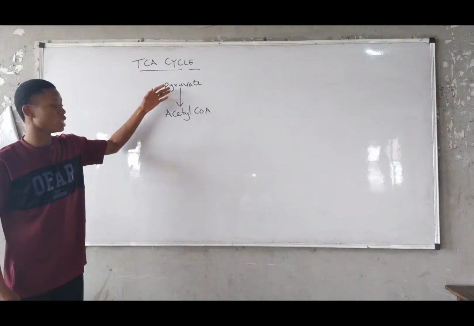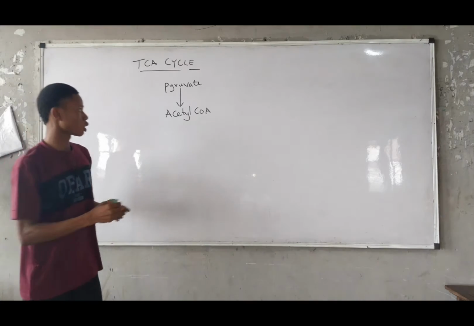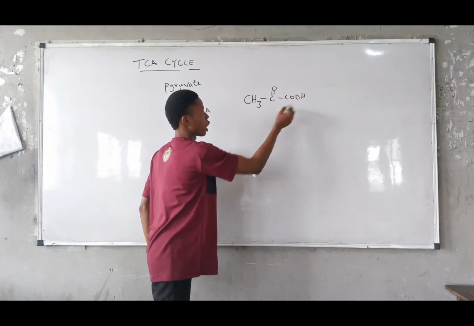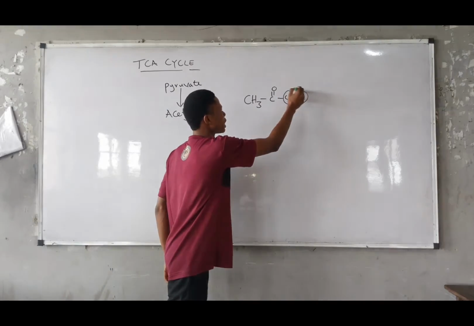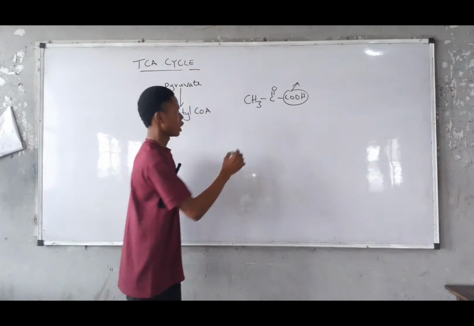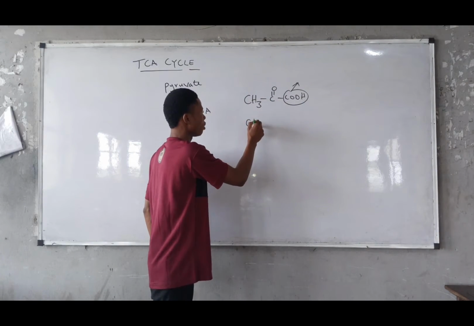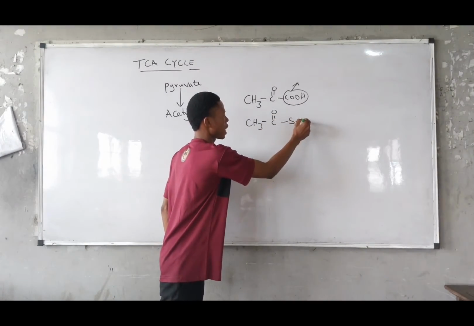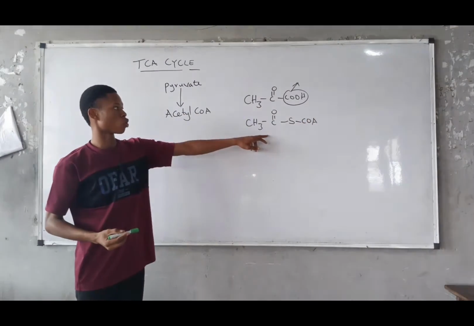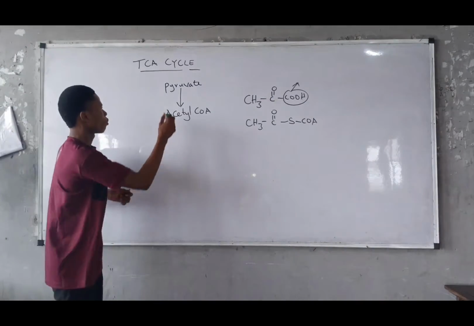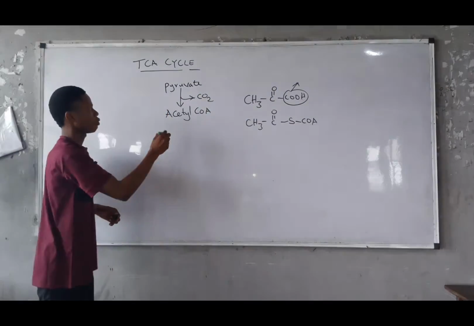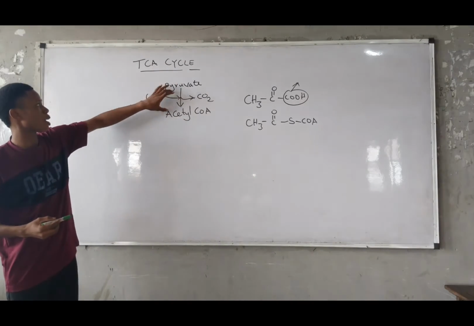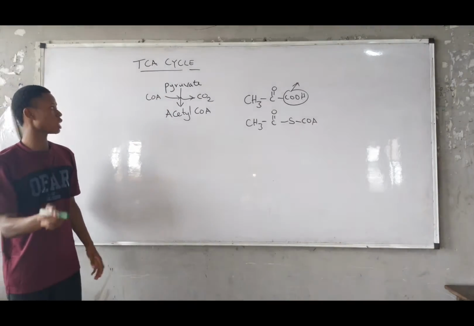Pyruvate will undergo what we call oxidative decarboxylation to acetyl-CoA. This is what I mean. This is the structure of pyruvate. You can call it pyruvic acid. If I remove this carboxylic acid group, this is called decarboxylation. If this carboxylic acid is removed, what I will have left is just the acetyl group. To this acetyl group, coenzyme A is attached with a sulfide bond, and we get our acetyl-CoA. So this is pyruvate and this is acetyl-CoA. From here, carbon dioxide is given off and coenzyme A comes in to form our acetyl-CoA.